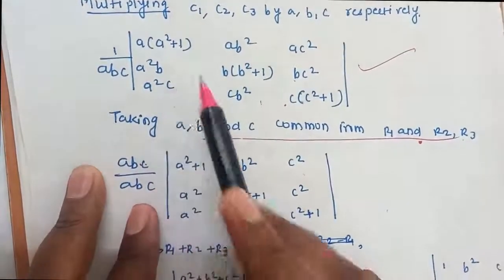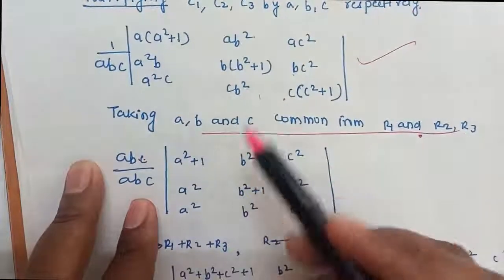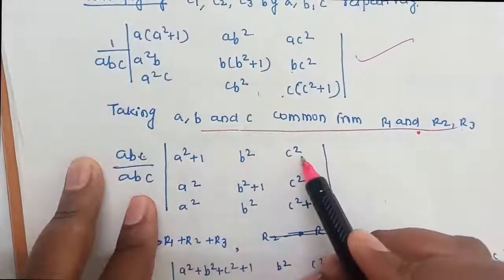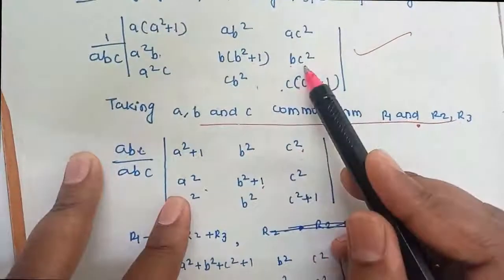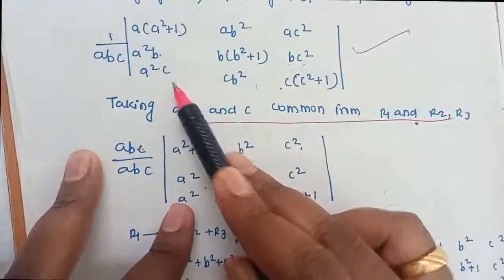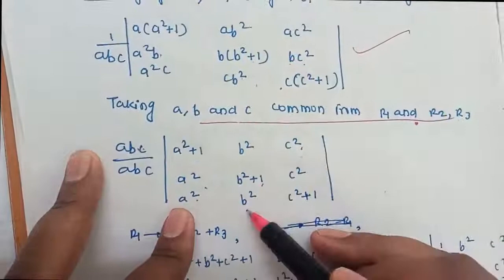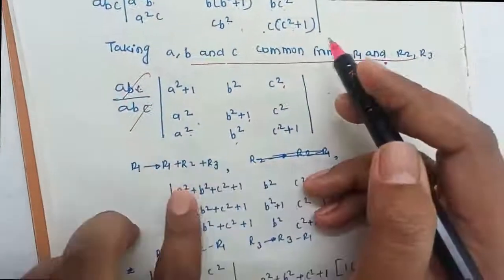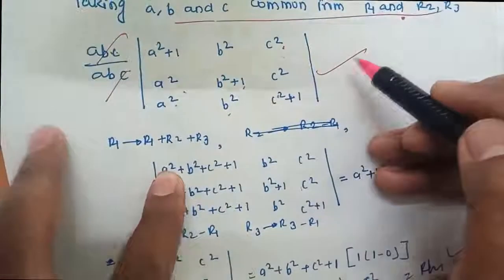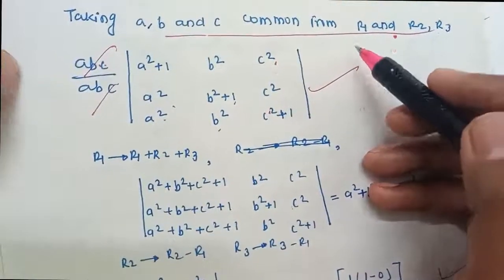So after taking A common, A square plus 1 will become this, then this is B square and C square. Now B common, so A square, just B square plus 1 and C square. C common means A square, this will be just B square, and this is C square plus 1. Now this ABC and ABC will cancel, so 1.